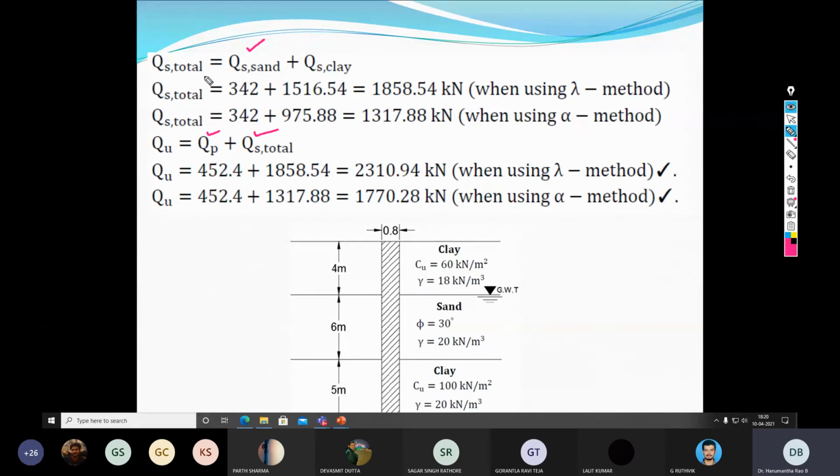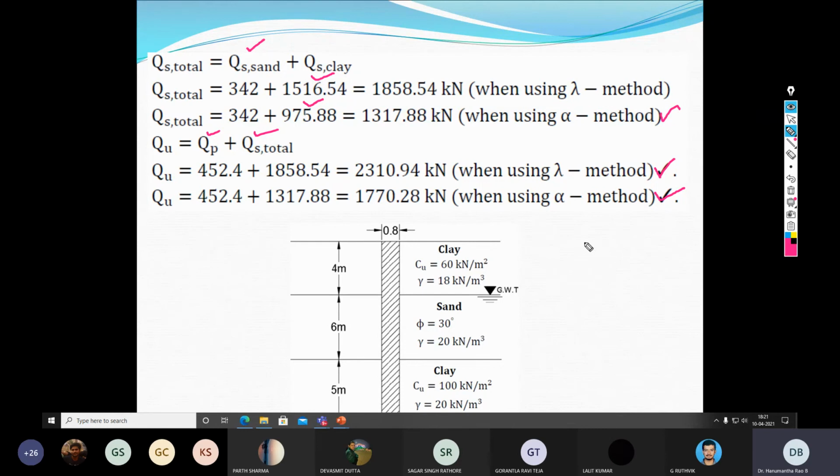Now in case of the skin friction, the summation of sand plus clay: for sand there is one method, and what we got is 342. But for clay, we use two methods: lambda method, what we got is 1516, and alpha method, what we got is 975. So QS total is 1858 when you use the lambda method, and 1317 when you use the alpha method. Then QU, the ultimate pile capacity, is point bearing plus skin friction. That is 2310 in case of the lambda method, and 1770 in case of the alpha method.